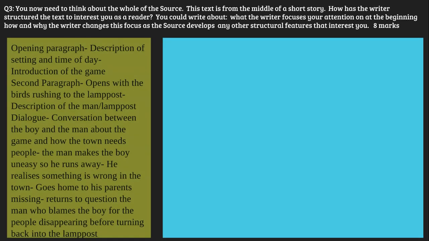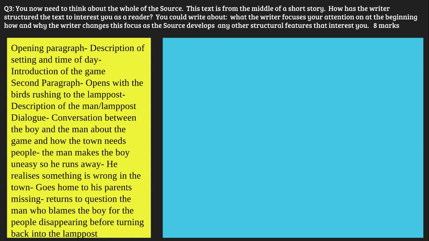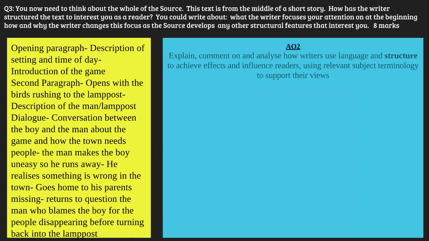Before we move on to the model answer, we'll have a quick look at what you could have discussed. And all this is taken from the actual mark scheme. So: explain, comment on, and analyse how writers use language and structure to achieve effects and influence readers using relevant subject terminology to support their views. As I mentioned, this is exactly the same AO as question 2, but the focus is on structure, which is why I've put it in bold, and obviously language was in bold on the previous question.